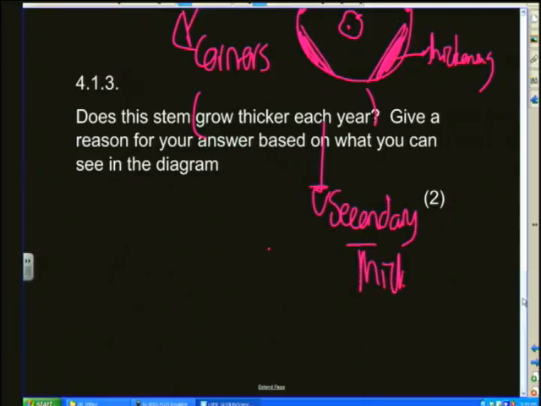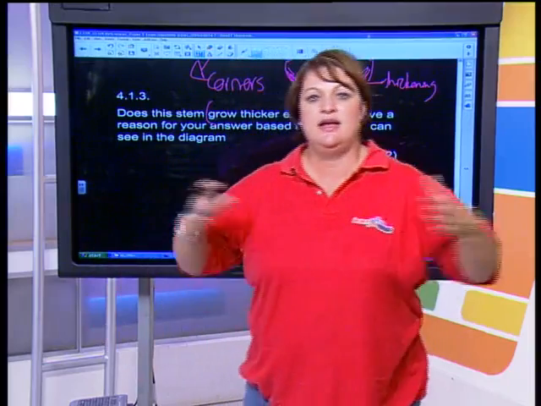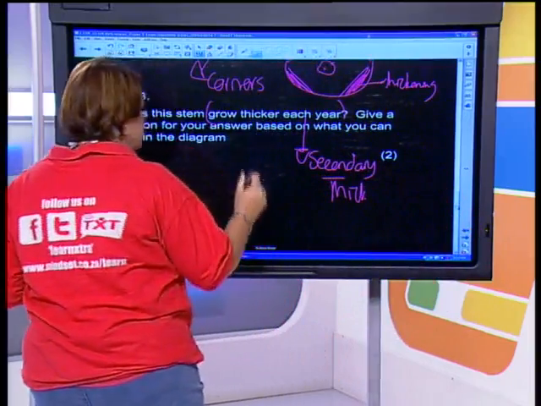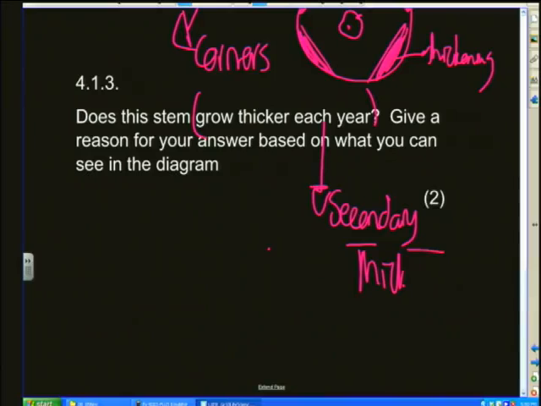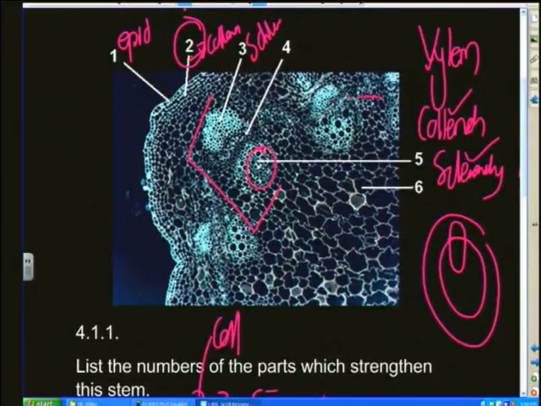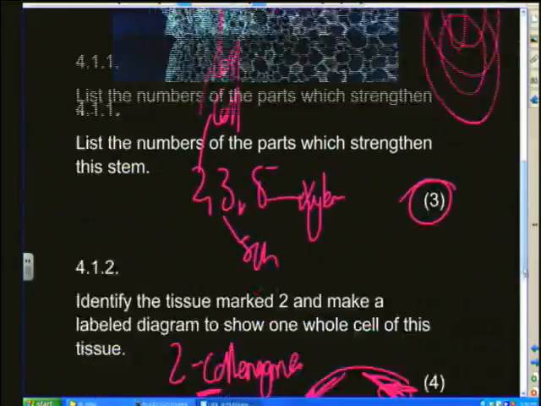All right, can you remember? In dicot plants, primary growth is upwards, and secondary growth is when we grow outwards. Only dicots can undergo secondary thickening, and they must have their vascular bundles in a circle. Let's have a look at our diagram. Are my vascular bundles in a circle? Yes, they are.